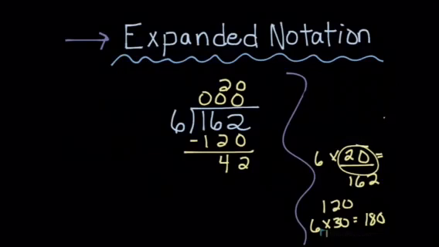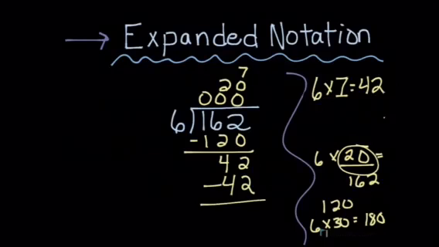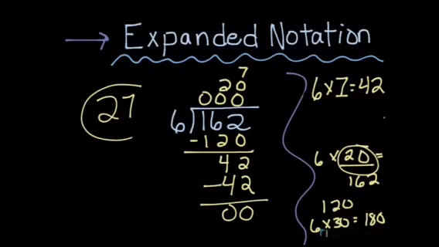Now I'm going to think about my ones place. And 6 times how many ones is going to get me to 42? Hopefully you know your math facts because 6 times 7 is 42. Then I subtract and I don't have a remainder. So I add these up. 20 plus 7 is 27. And that is how you do the expanded notation method.